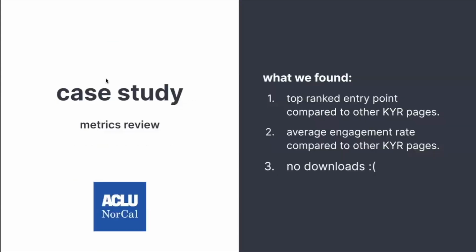So what we found when we looked at analytics on our Access to Abortion page, we found that it was one of the top ranked entry points across the ACLU of Northern California website. It had only average engagement rate, so we kind of put that into the maybe this is an opportunity bucket. We might want to investigate what other Know Your Rights pages do well to increase the engagement rates. And then lastly, you'll remember one of our page level goals is to deliver information that people can take with them. So unfortunately, when we looked at the analytics, this particular page did not have any situations where people were downloading those resources that they could take with them.